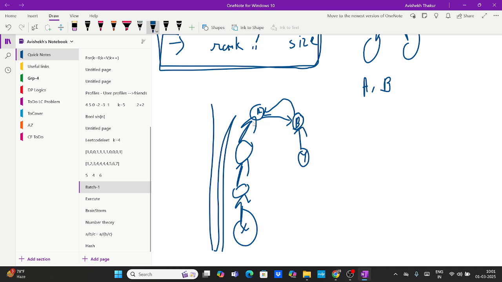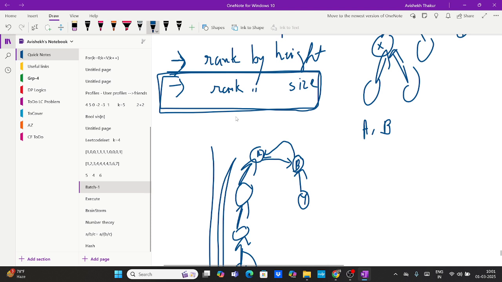Okay, that's all. Is rank by height clear? We wouldn't be using this, but just from a theoretical perspective, is it clear? Yes. Okay, both are the same, right? Small to high. Yeah, both are the same. Correct. Okay.